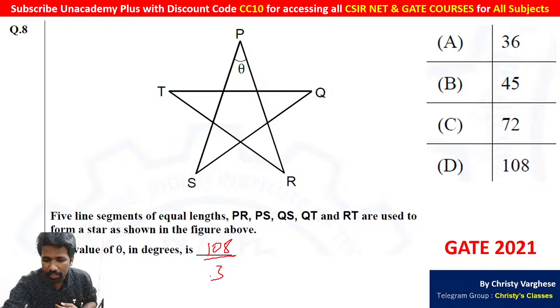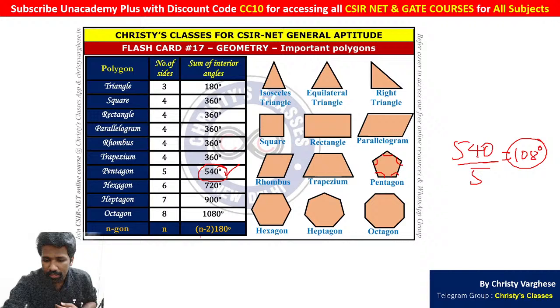108 by 3. And to remember pentagon 108, if you want to learn all the polygons' sum of interior angles, this is a shortcut formula. N minus 2 into 180 degree, where n is the number of angles or number of sides, which both are equal obviously. For example, triangle, you know sum of interior angle is 180. Using this property, we can verify it. Triangle, 3 sides or 3 angles are there. So it is 3 minus 2 into 180 degree. 3 minus 2 into 180 is 180 itself.